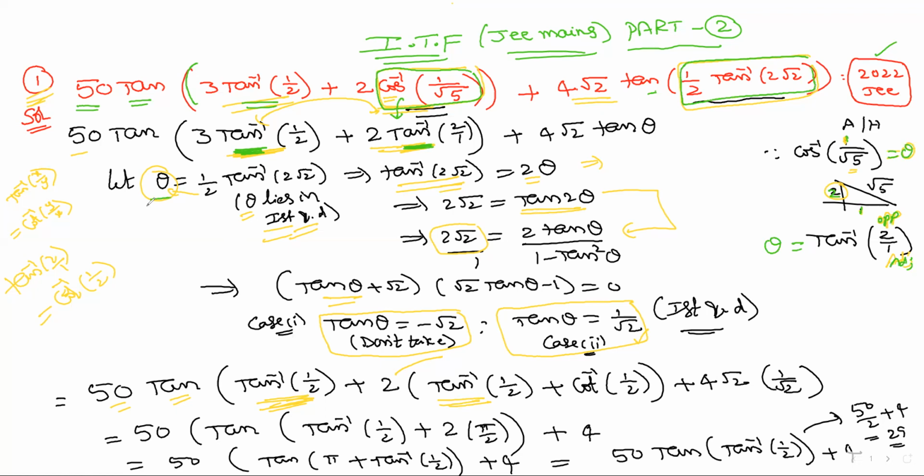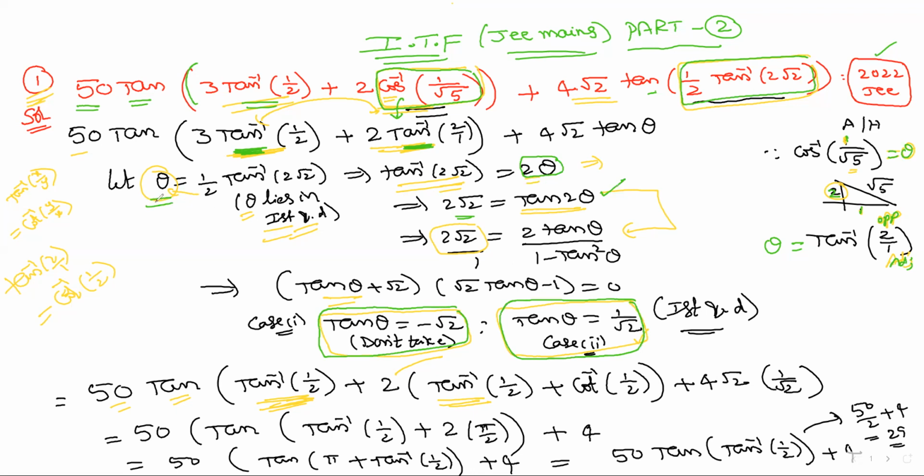Let us take theta here, so 2 theta equals tan inverse of 2 root 2. So 2 root 2 is tan 2 theta. Sending the inverse trigonometric function to the right side, it becomes tan 2 theta. So 2 root 2 is equal to tan 2 theta, and we have the formula 2 tan theta by 1 minus tan square theta. After cross multiplication, we get the tan theta values: minus root 2, and tan theta equals 1 by root 2.